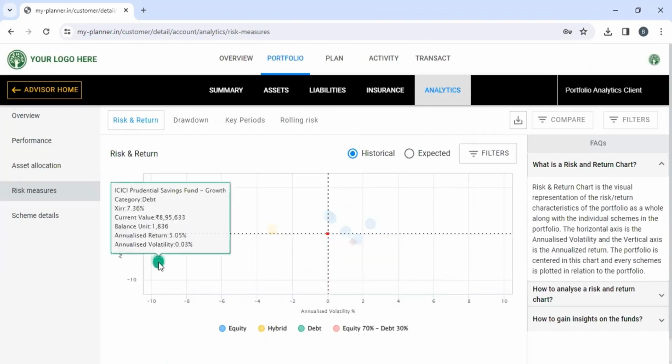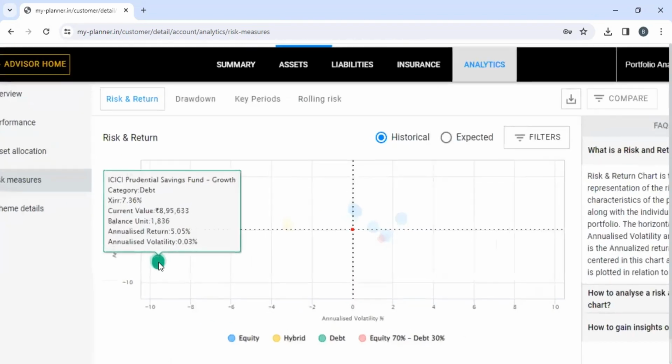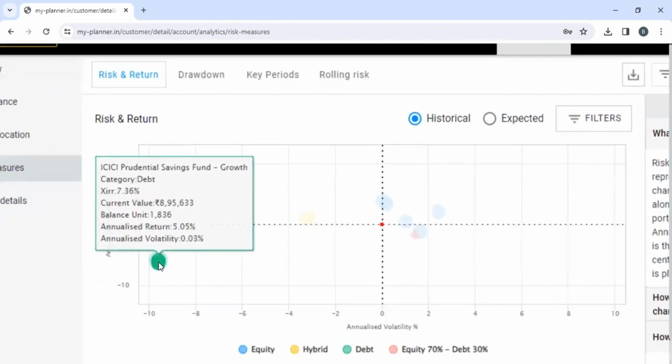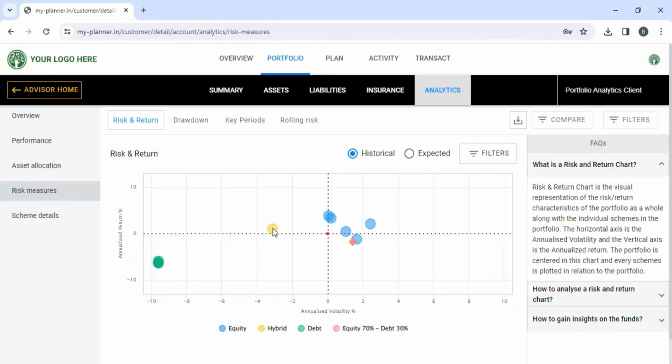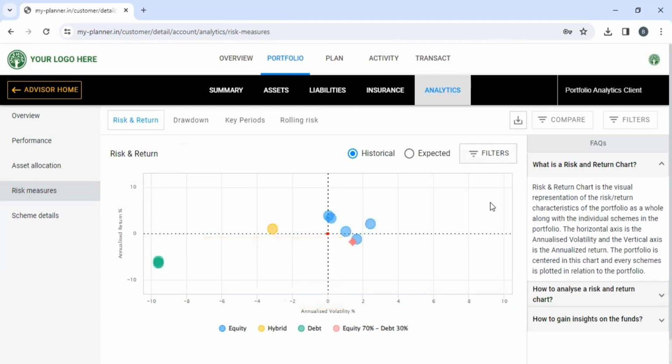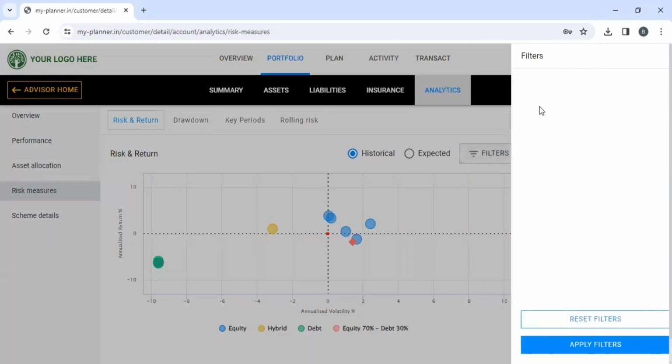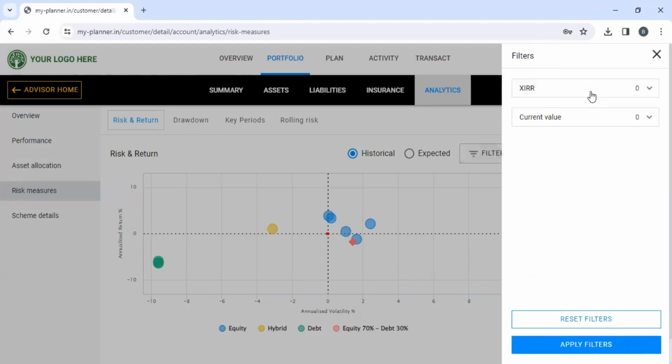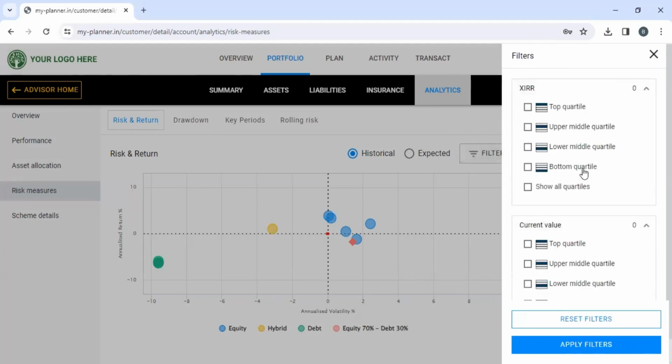Whereas if I go to this fund, again, it's a savings fund, category debt, it has given me very less volatility and good enough return, what it is supposed to give. And this also is giving a good annualized return, but with less volatility. To probe further, what we also provided are these very specialized filters. I just expand this.